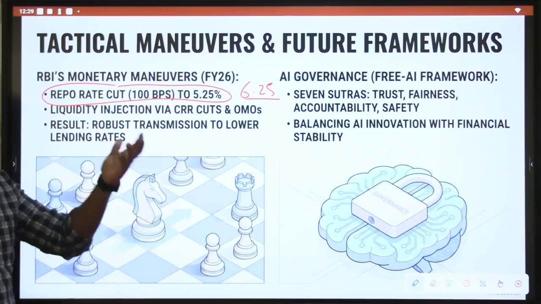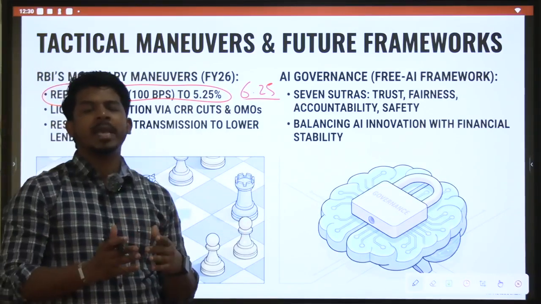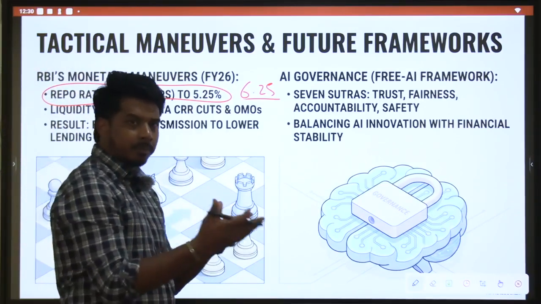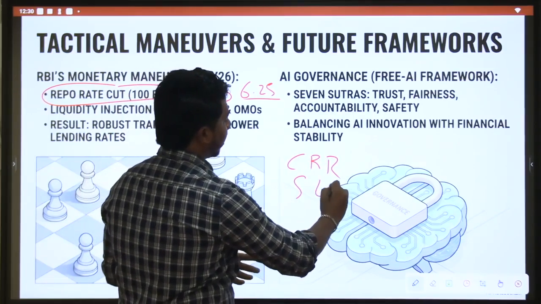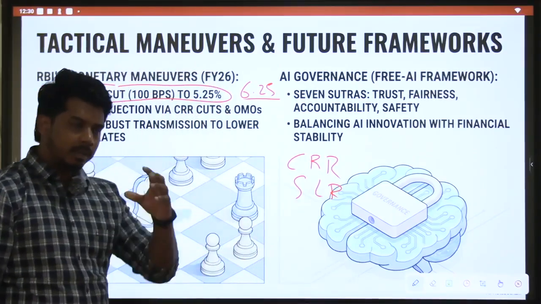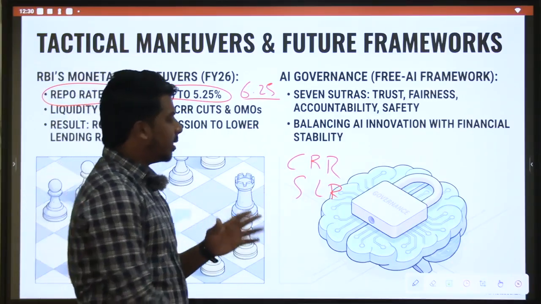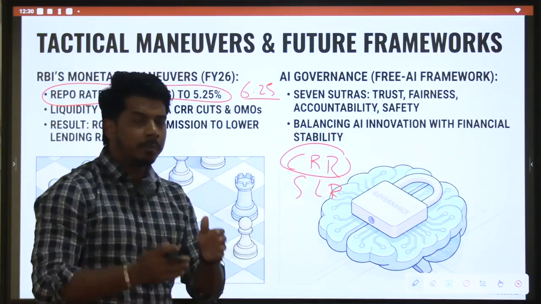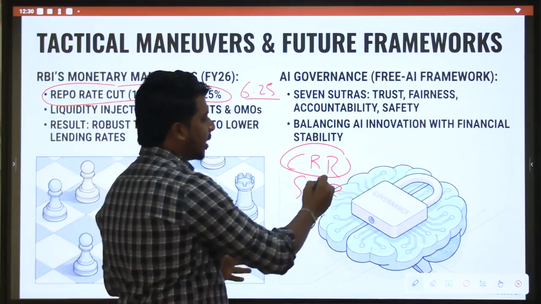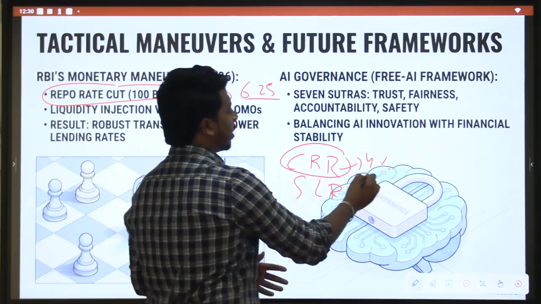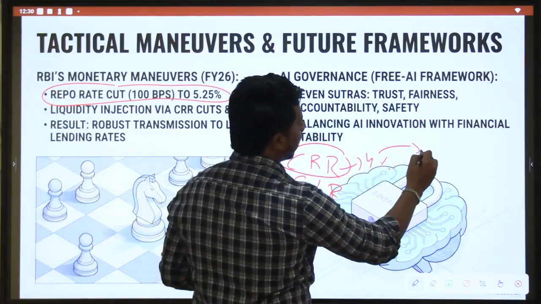If you read the static portion, in money and banking you will read that banks have to keep some amount with the RBI, like the cash reserve ratio, CRR, SLR, etc. So there are different kinds of requirements. The cash reserve ratio is the amount banks have to keep in the form of cash with RBI. Usually the CRR is 4%. Now it was reduced to 3%.